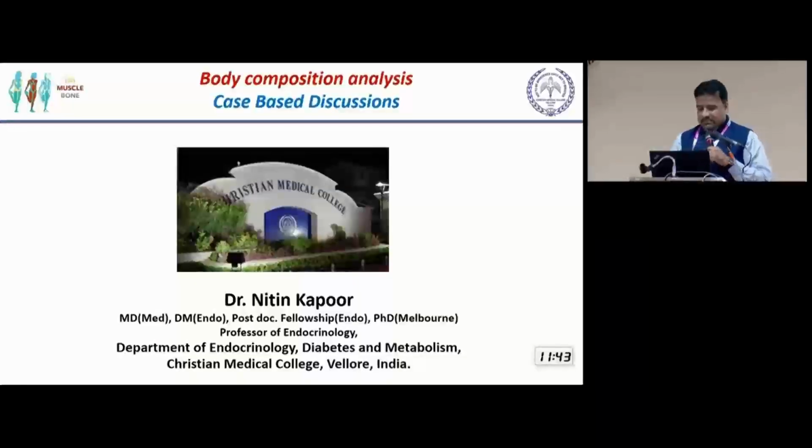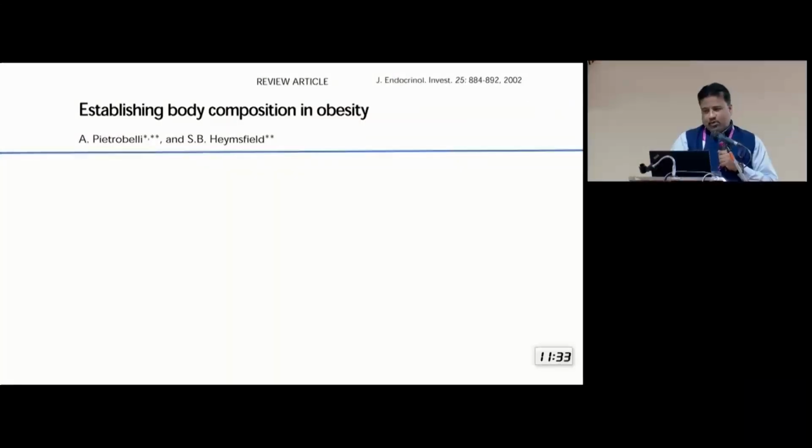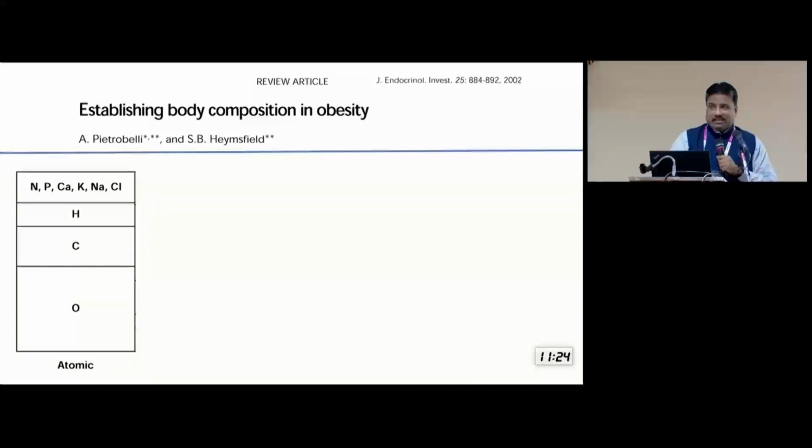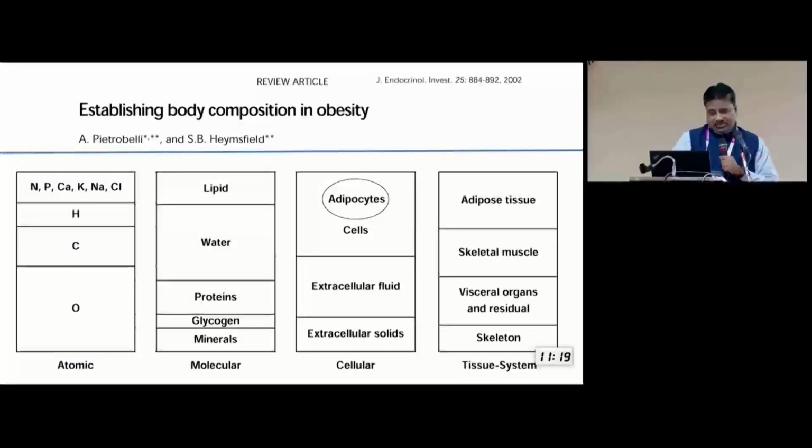So let's get started. When you talk of body composition analysis, it has been there for a very long time in clinical practice. This is a very old paper published in 2002, but it really dwells into how body composition can be deciphered at the atomic level, the molecular level, the cellular level, and the tissue system level. But for simplicity, over the years, body composition has been studied in a very simple way, what was said to be the two-compartment model.